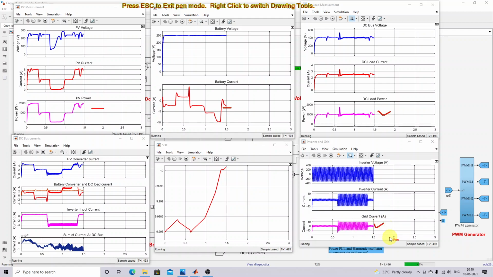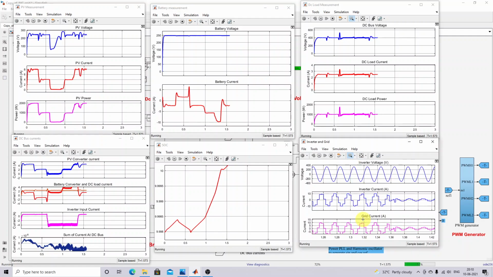Okay, just see that. After the condition changes, once again PV extracts the maximum power, around 2000 watts. Because of that, it charges the battery, supplies power to the DC load, and also supplies power to the grid. Okay, now we can zoom in on this one. Now you can see that the phase sequence is now reversed. So the AC grid receives power from the solar PV with the battery energy storage system. So this is the working of this model.